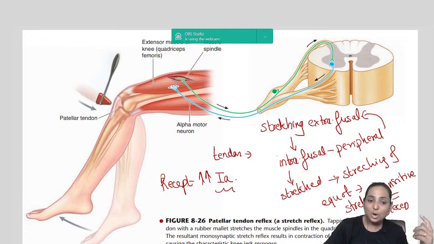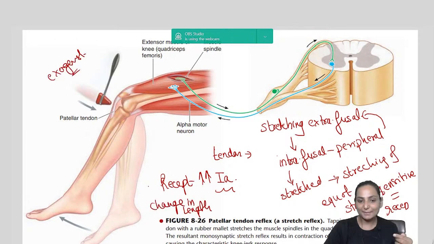And now because we had deliberately brought about a change in the length, isn't it? This is not static, this is dynamic, because we have given a stroke with the hammer, because we are eliciting the reflex. This is exogenous stimulation which we are bringing about, a deliberate change in the length of the muscle spindle. So it is a dynamic response, and therefore the afferent is purely going to be 1A.